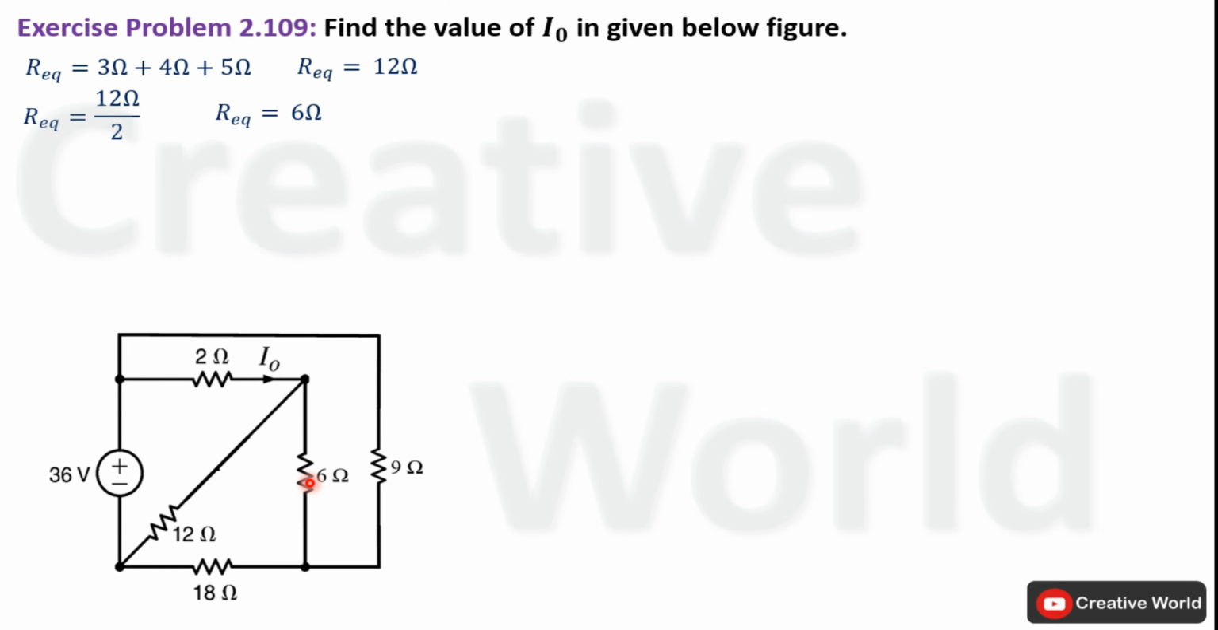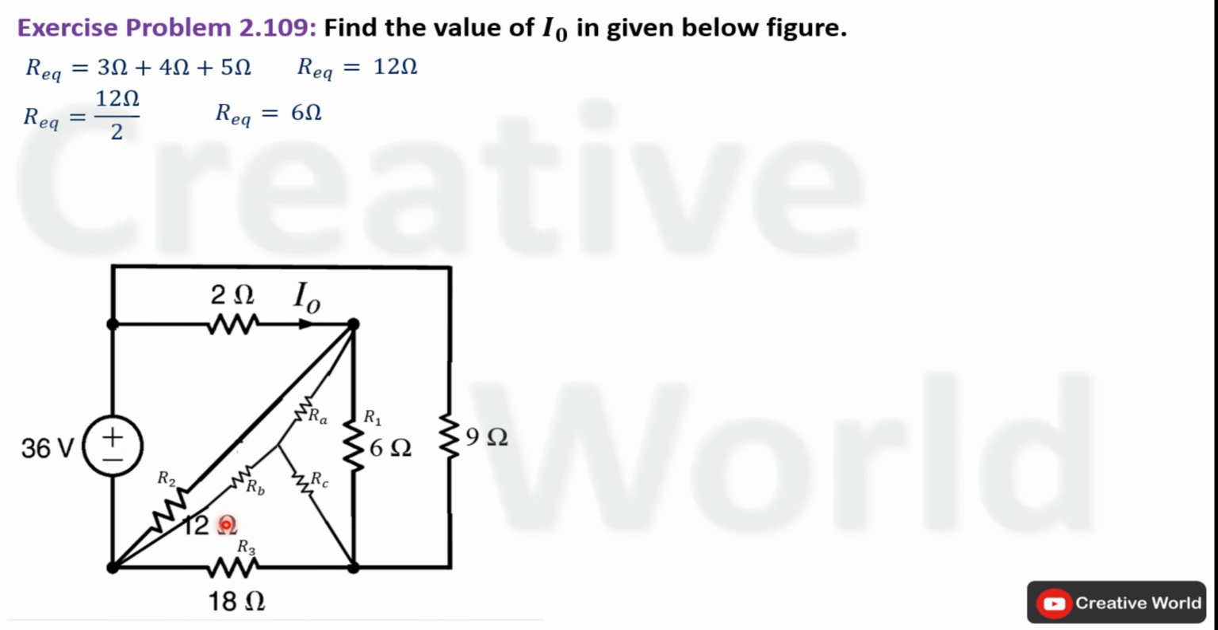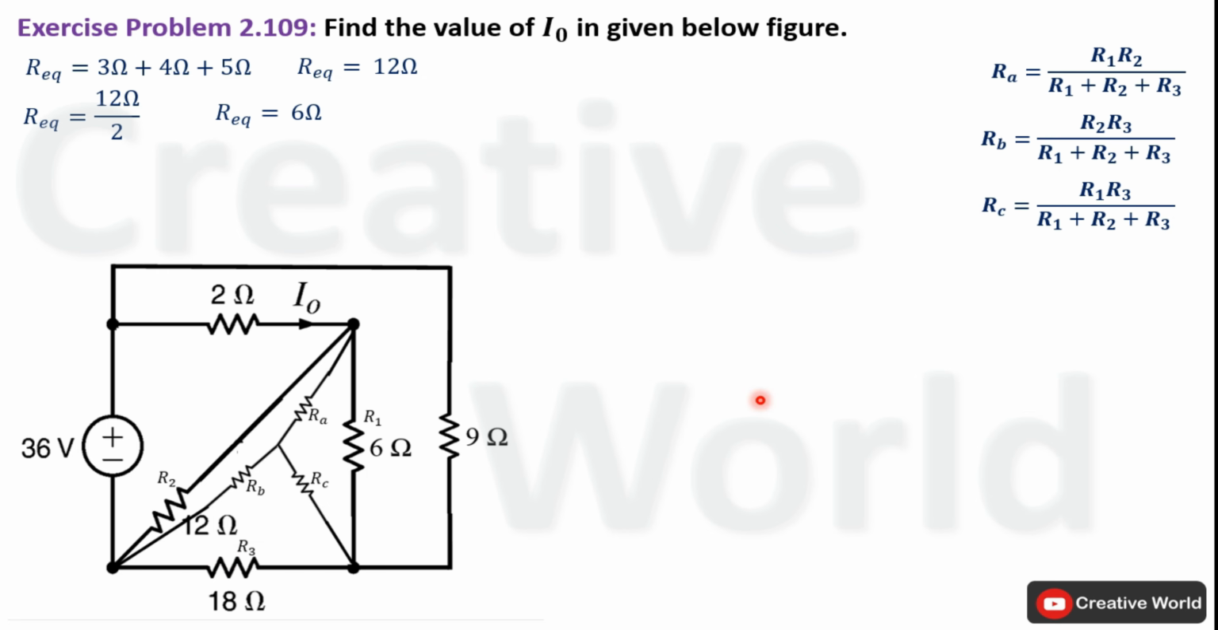If we observe, these three resistances are forming a delta connection. So in order to simplify the network, we have to convert this delta into star configuration. For that purpose, we will place a star configuration inside this delta connection and we'll label these resistances of star connection as RA, RB and RC. Similarly, the resistances of delta connection will be labeled as R1, R2 and R3. Now we will use these three equations to calculate equivalent resistances in star connection.